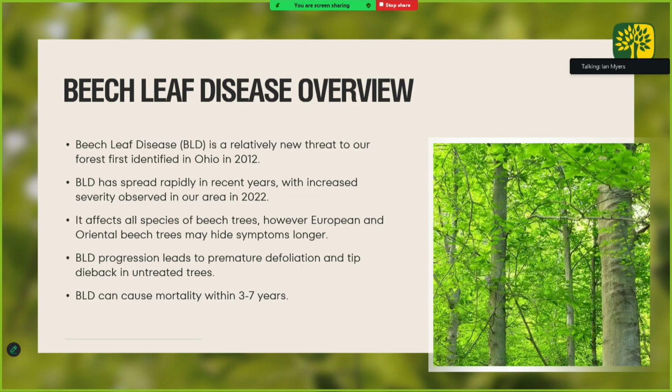All righty. So any questions on identifying American beech trees? Did I do my job? All right, great. Without further ado, I'm going to turn it over to John.